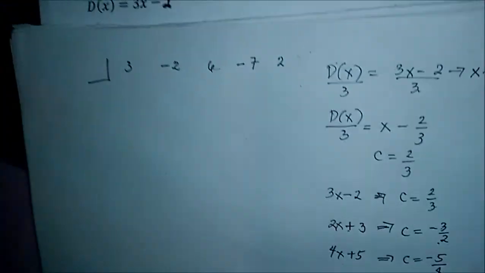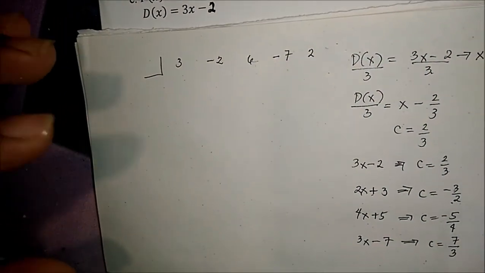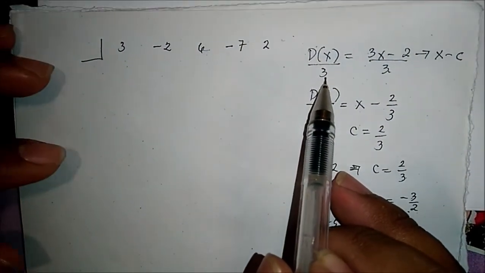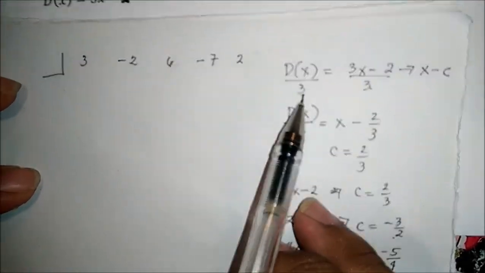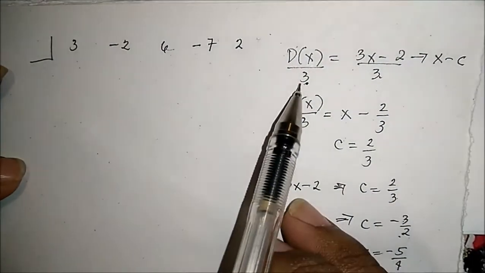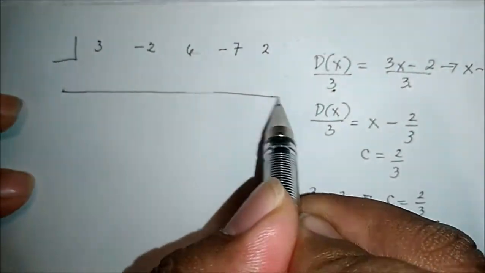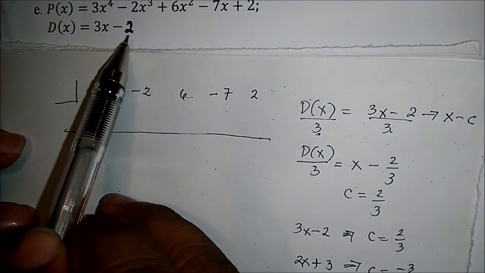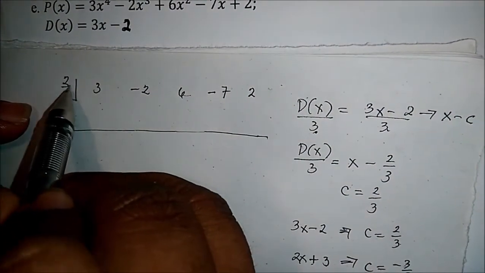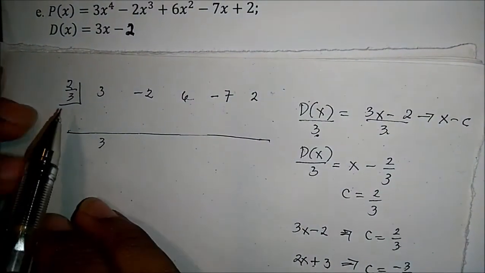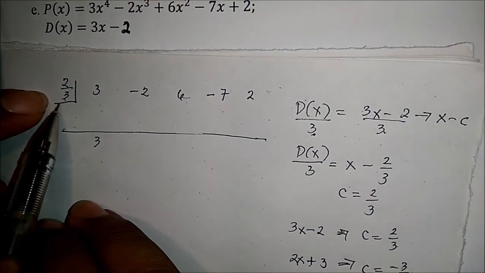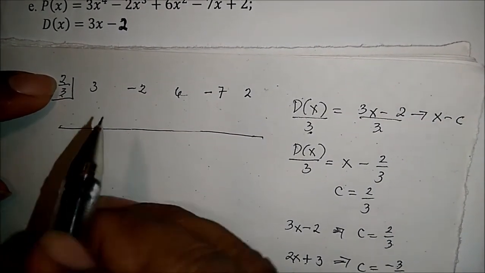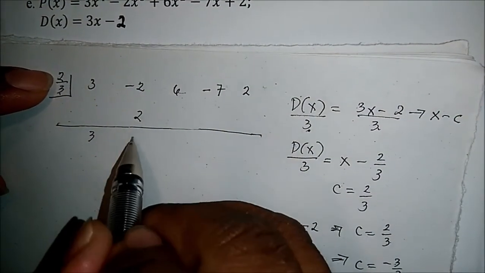Ganun lang kasimple. So, but remember, pag nag-divide ka ng divisor with a certain number, you have to divide the quotient with the same number. So, pag nag-divide tayo ng 3 sa divisor, sa quotient mamaya, magdi-divide din tayo by 3. So, let's do it. So, ang divisor natin ay 3x minus 2. That means our synthetic divisor is positive 2 over 3. So, bring down 3. So, remember ha, sa ilalim ay divide, sa taas ay times. So, 3 divided by 3 ay 1, times 2 is 2. Negative 2 plus 2 is 0.